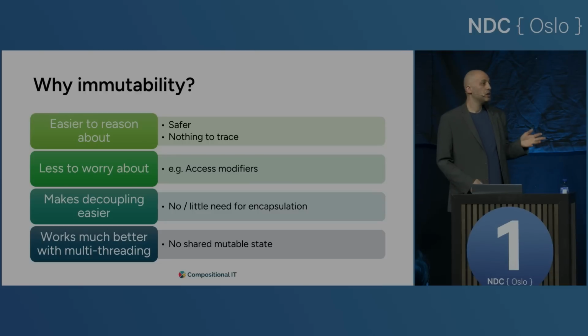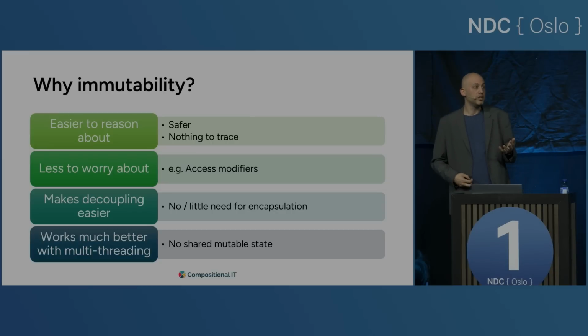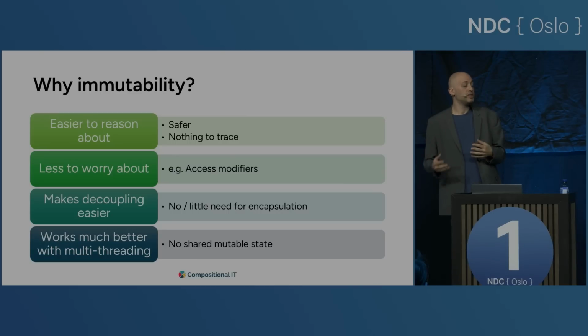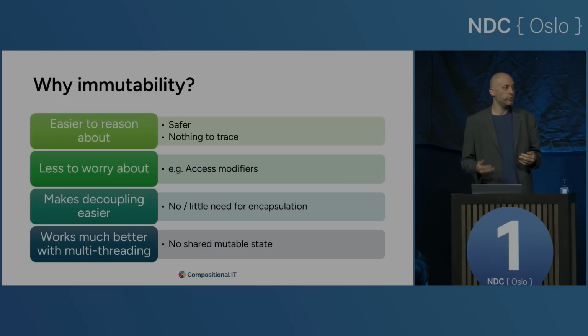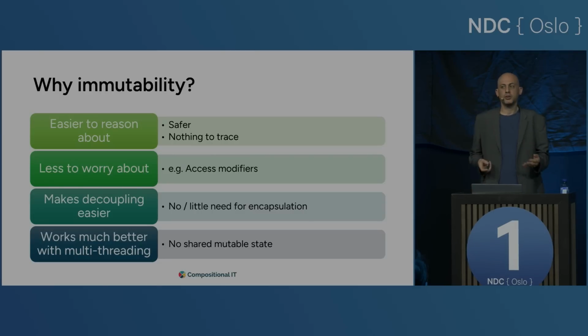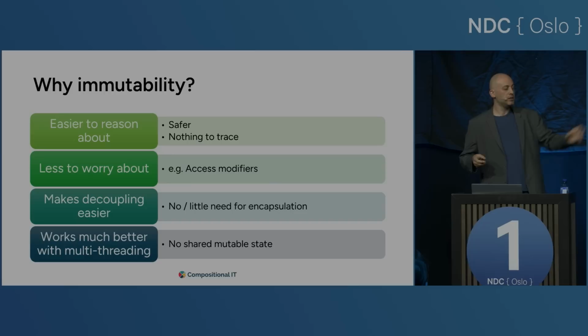You can decouple it much more easily because, for example, if data is immutable, you can probably make it public. And if it's public, you can probably write functions that deal with this data much more easily than you would if it's all encapsulated in a private class. Multi-threading definitely is a benefit because you have no shared mutable state, so you don't have locking or any sort of race conditions to worry about. You have data, anyone can read from it as often as you want.